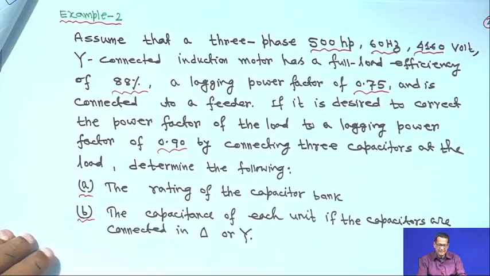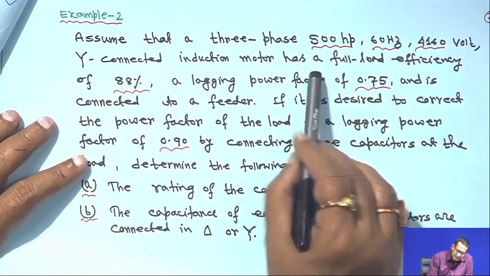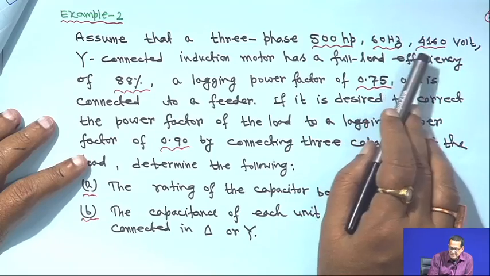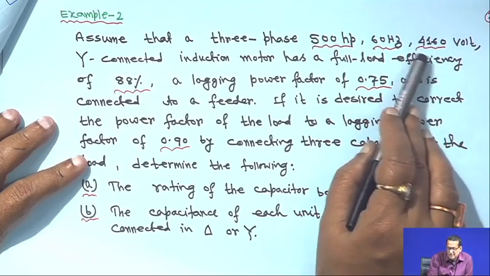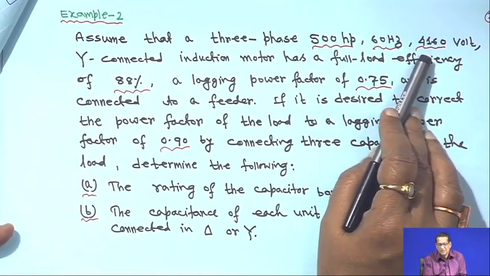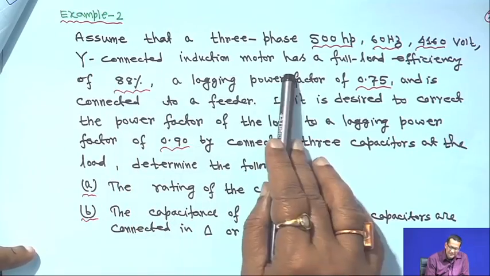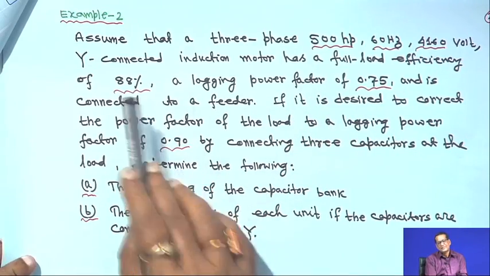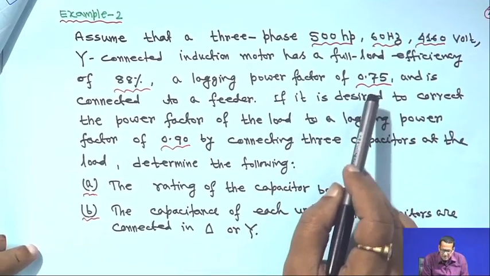Now, I take another example. Assume that a 3-phase 500 horsepower motor operating at 60 hertz and its voltage is 4160 volt, that is 4.16 kV, right. It is a star connected induction motor with a full load efficiency of 88%, 0.88 is its efficiency, and a lagging power factor of 0.75.